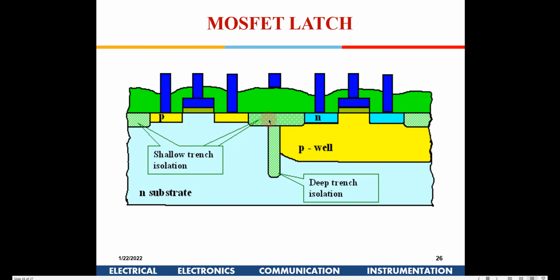Another way of doing it is by putting an SiO2 isolation well between the P and the N substrate. This is known as the shallow trench isolation. This is known as the shallow trench, and this is known as the deep trench. Deep trench means it is going deep down, and this is the shallow trench. So these are the few techniques which we can use to avoid latch-up.